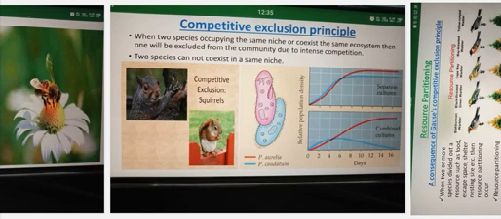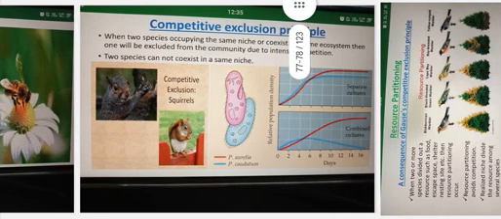Competitive exclusion example: Paramecium aurelia and Paramecium caudatum. One of them goes extinct. In separate cultures both thrive, but when they are combined in a culture, Paramecium caudatum declines. Their number declines. Okay.